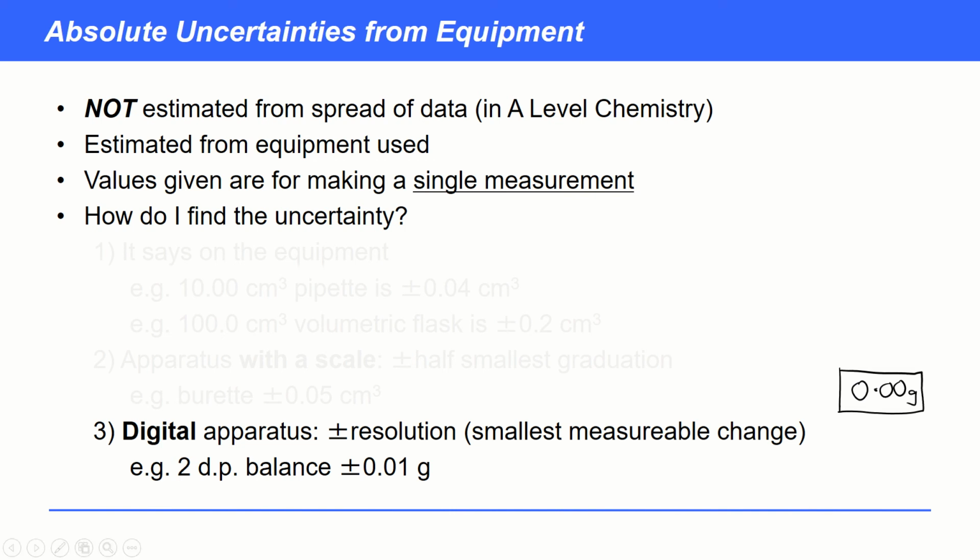Now at this point I just want to note that sometimes people say it's half the resolution, and to my mind that actually makes a bit more sense, but currently in A-level chemistry, at least with OCR, it's plus or minus the resolution. So if you're not doing OCR, I suggest that you check exam board documentation carefully to see what you should use.